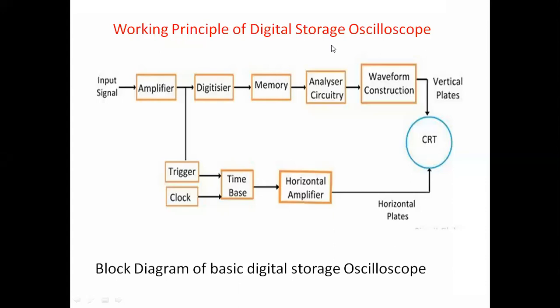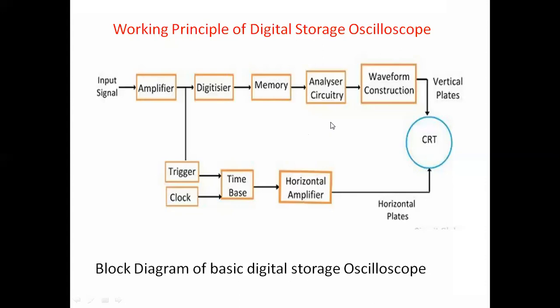That retrieved signal is applied to the CRT deflection plates. So first of all, we convert the applied signal into digital form, and that digital form of the signal will be stored in the memory. By storing the signal in the memory, we can access it at any time and display it on the CRT screen whenever we require. That is the main advantage of the digital storage oscilloscope.